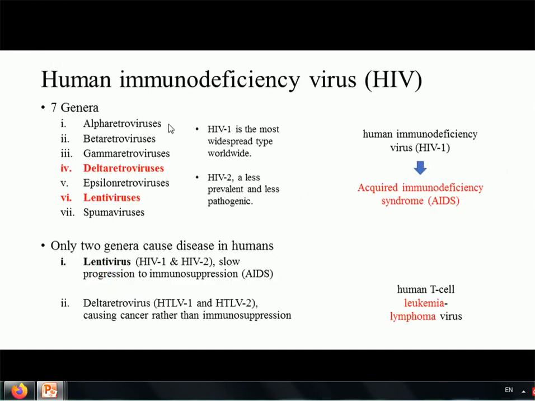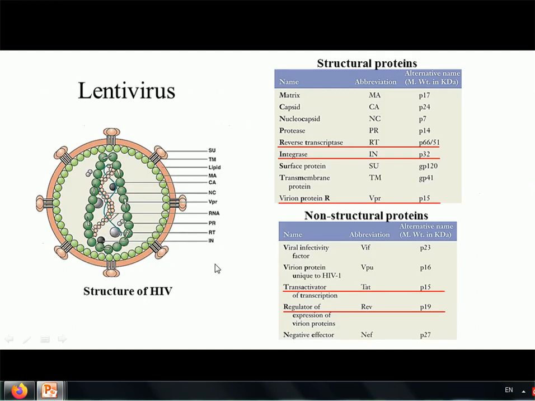HIV is also known as lentivirus. In fact, HIV has two main serotypes, HIV-1 and HIV-2. If you look at the structure, it consists of three main structural proteins, which are reverse transcriptase, integrase, and also viral protein R, while the other non-structural proteins will not be discussed in this lecture.